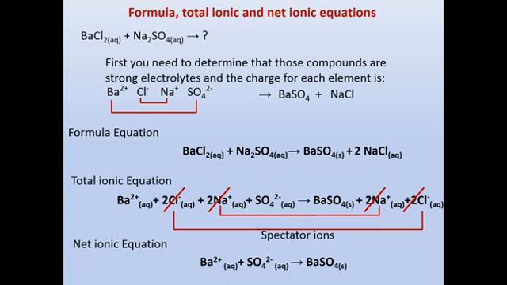It still needs to be balanced on both sides. We've got 1 barium, 1 sulfate, 1 sulfate. The overall charge adds up to 0, so 2 plus and 2 minus adds up to 0. The overall charge is 0 on the right side there. So it's still all balanced.